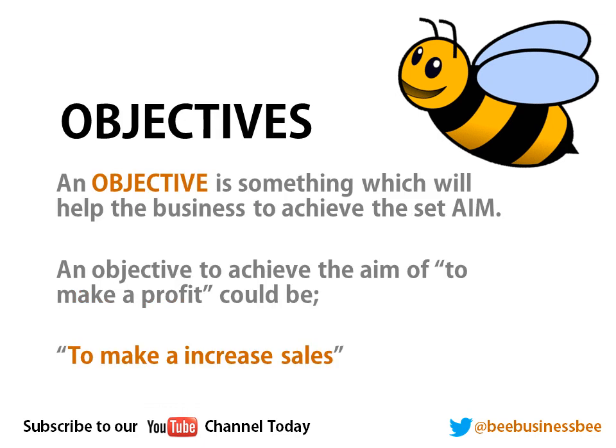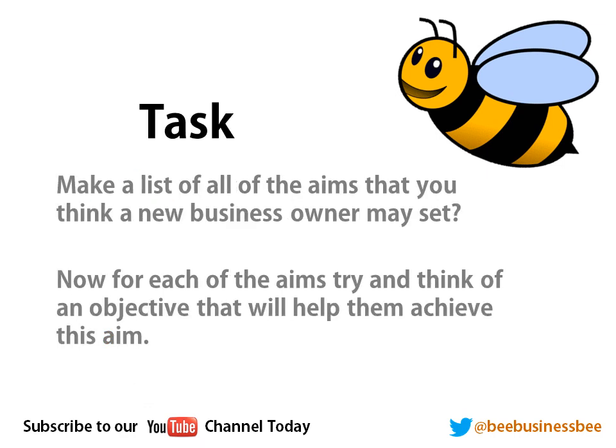Okay, so after aims we have objectives. Every aim, to achieve it, we need to set objectives. These are like the smaller things that help us to achieve the aim. So an objective is something that will help the business achieve the aim. An objective to achieve the aim to make a profit could be to increase sales. So that would help us to make a profit. Hopefully you can see where that goes. If we sell more items, we should make more of a profit. You could have to reduce costs. Again, that would help us to make a profit. So fairly straightforward, little steps that help us to achieve that goal. So the objectives help us to achieve our aims.